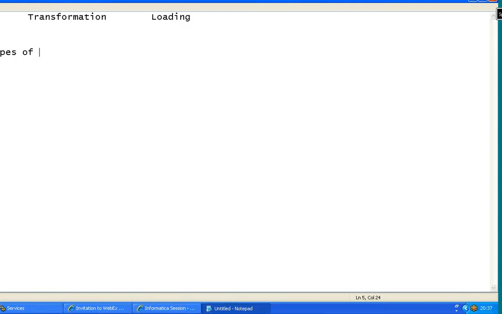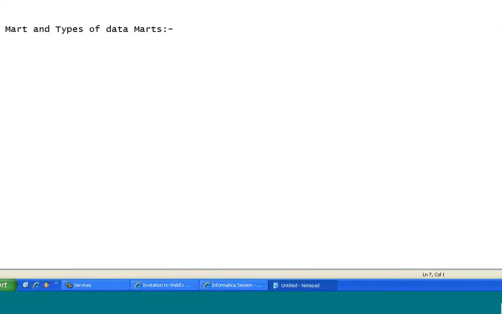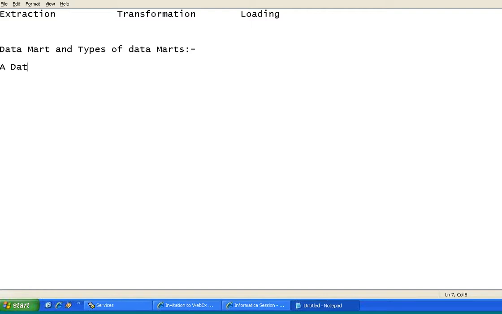Data marting, types of data mart. Okay, let's discuss what is this data mart and what are the types of data mart. A data mart is a subset of an enterprise data warehouse. It's a subject-oriented database.